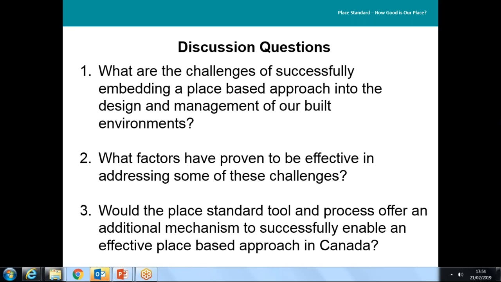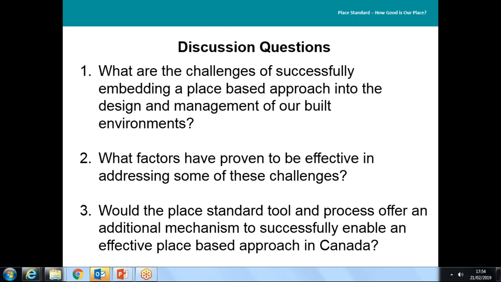There's also some other things that can practically take it forward. So, for example, if you've got budgets that get spent every year where communities require to apply for that budget, perhaps one of your criteria could be that communities use the Place Standard tool to shape their application.